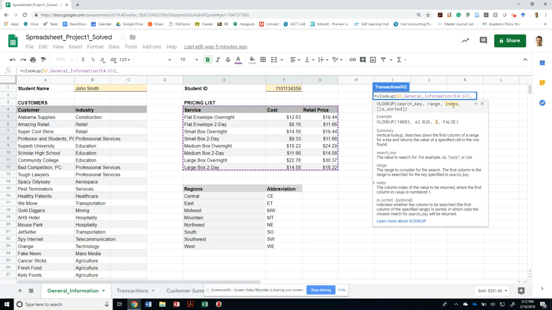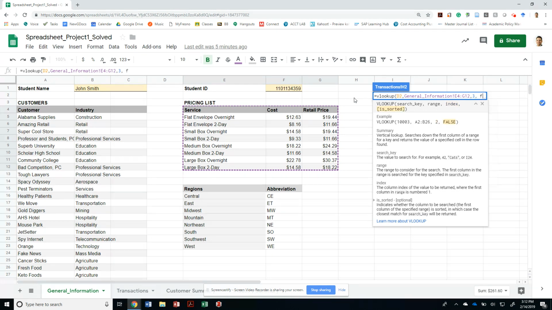So the formula is asking us for the column index of the value to be returned, where the first column in the range is number one. So which column contains the information that we want? Well, we want the retail price. So if we count the number of columns from left to right, this is number one, two, and three. So that column should be three.